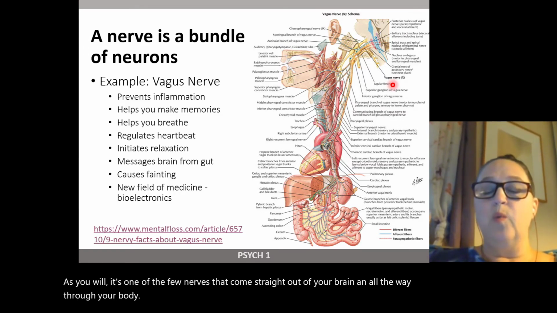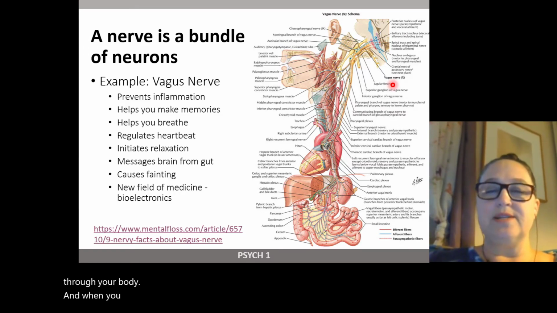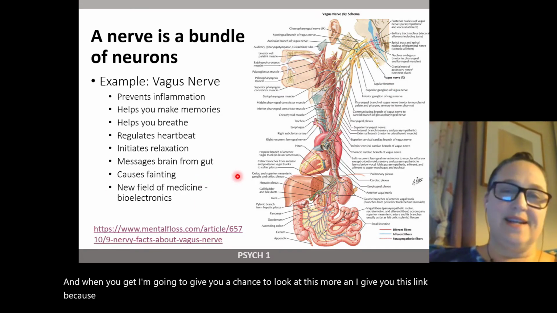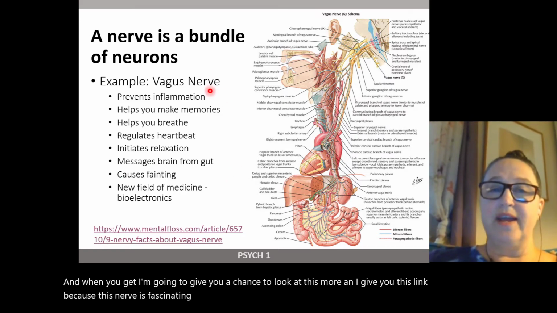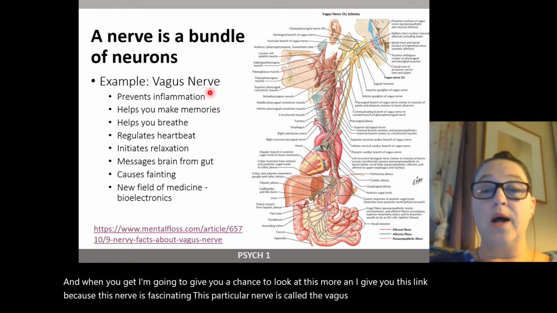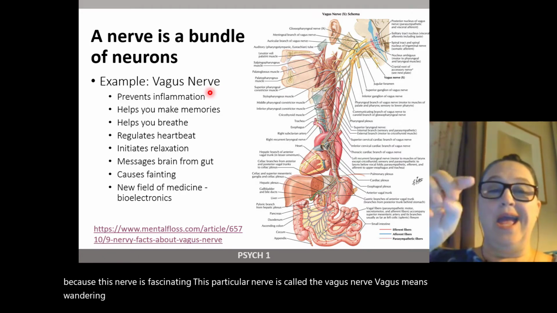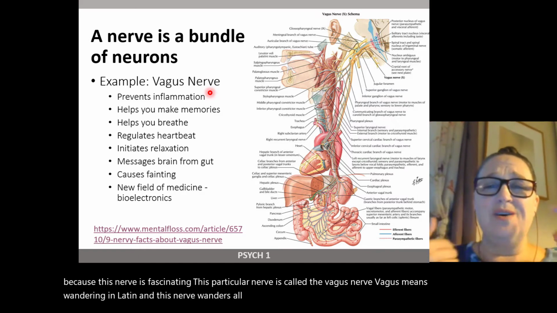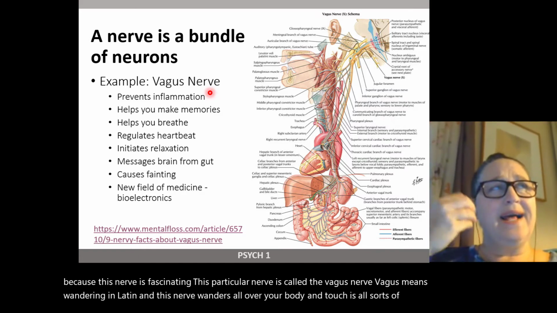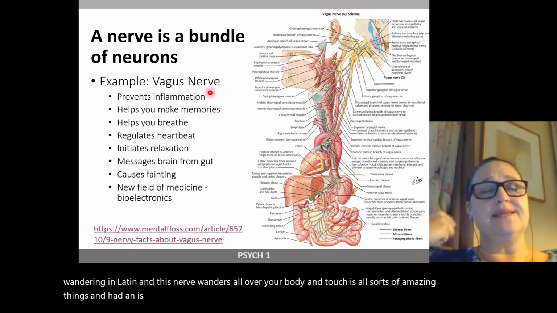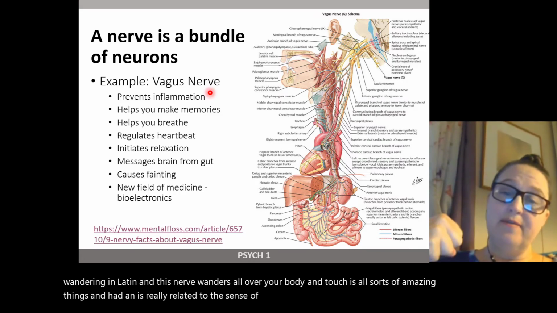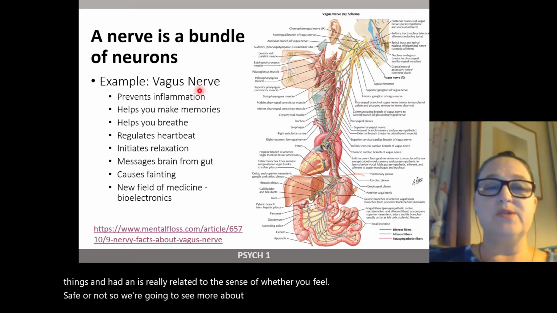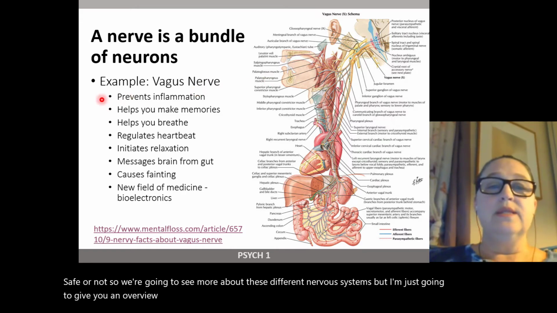I'm going to give you a chance to look at this more, and I give you this link because this nerve is fascinating. This particular nerve is called the vagus nerve. Vagus means wandering in Latin, and this nerve wanders all over your body and touches all sorts of amazing things, and is really related to the sense of whether you feel safe or not. So we're going to see more about these different nervous systems, but I'm just going to give you an overview of how cool this vagus nerve is.